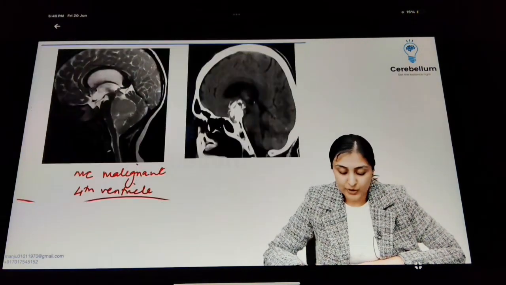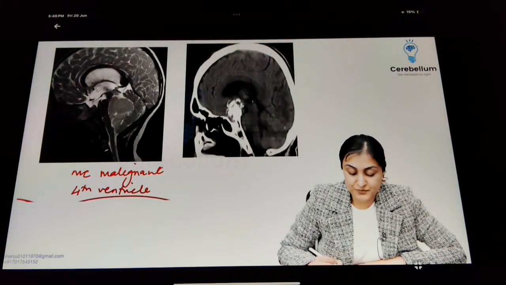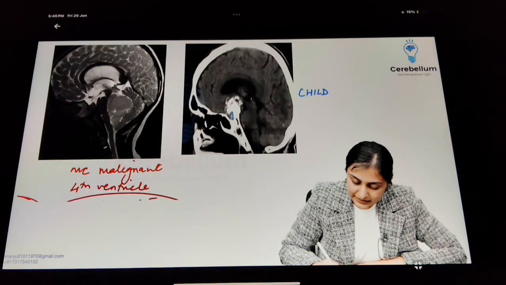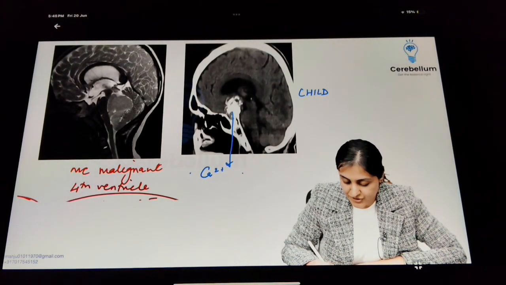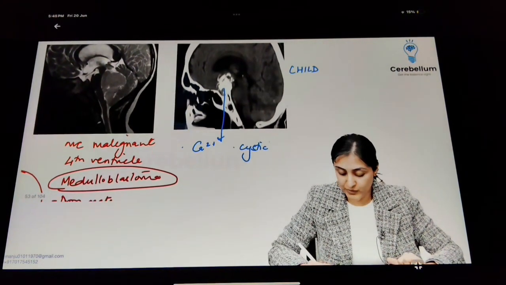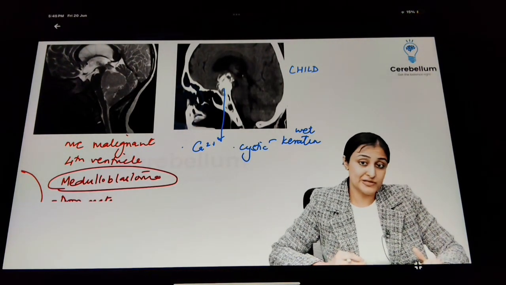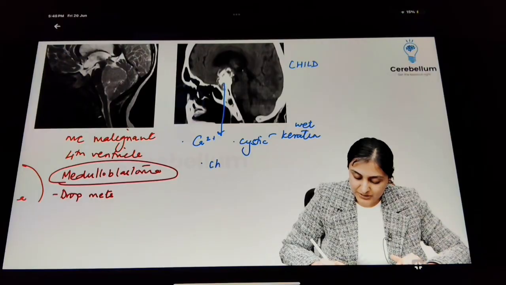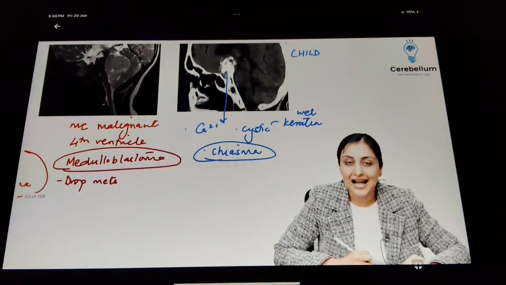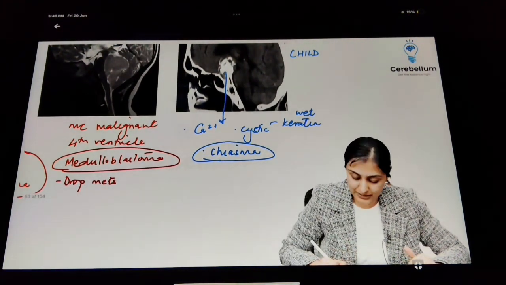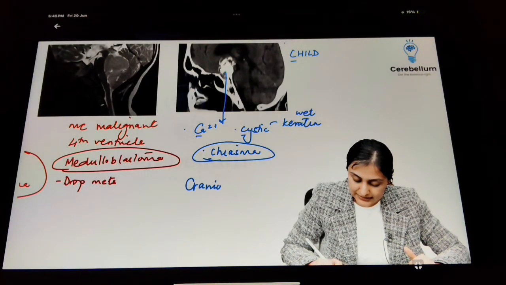Third one, and the most important one, perhaps the most commonly asked lesion whenever you see a child. So first, here is a child with a suprasellar lesion above the sella, which is calcified. It's actually cystic. It is filled with keratin that we describe as wet keratin. It has been described as machine oil on gross specimen. So, a cystic lesion with calcification. Because it is suprasellar, this can compress the optic chiasma, leading to bitemporal hemianopia. So all C's together, the diagnosis is craniopharyngioma.